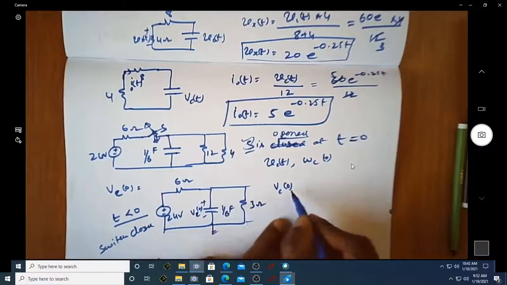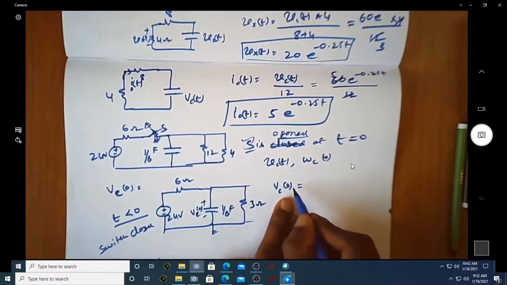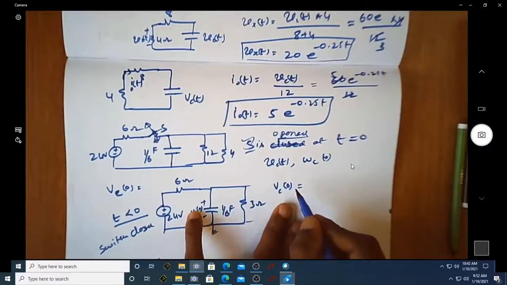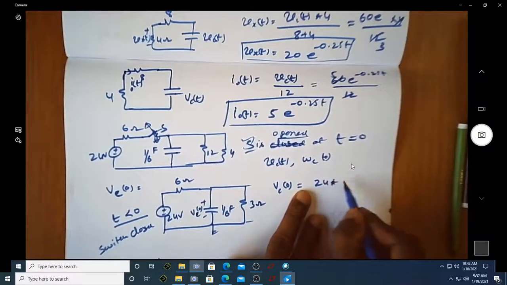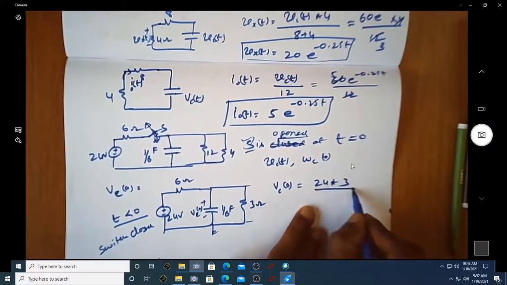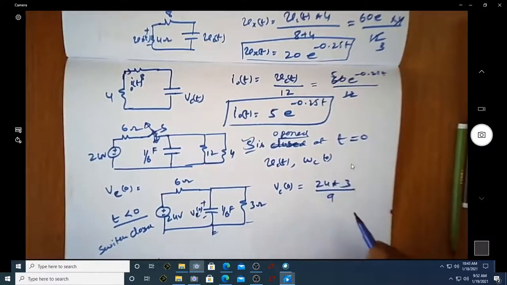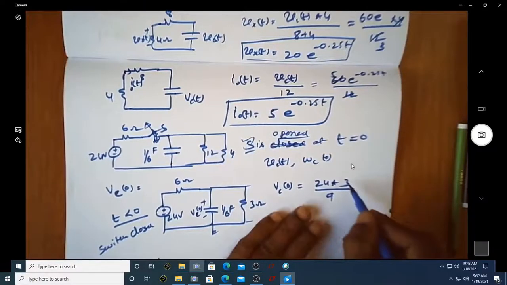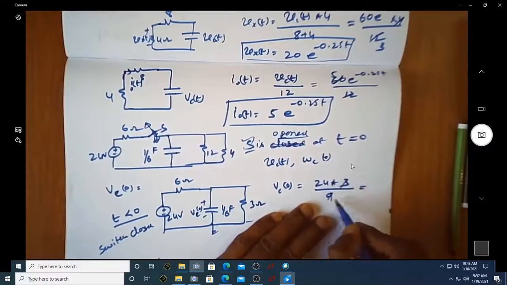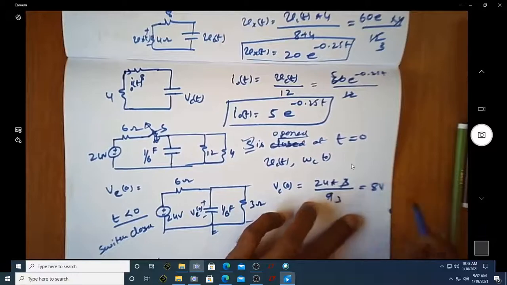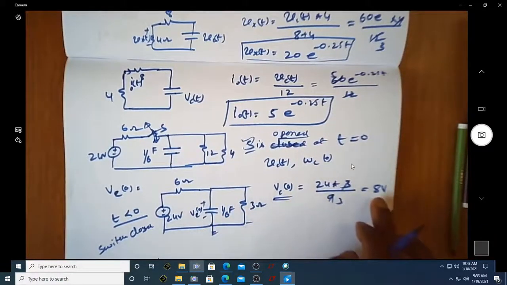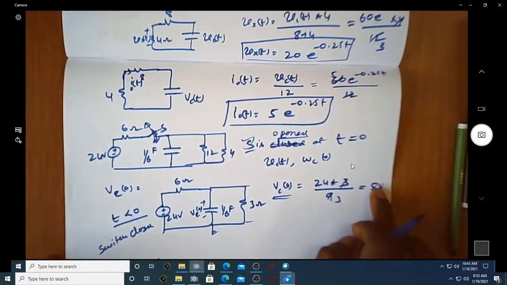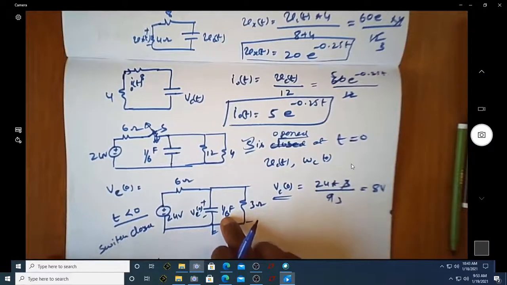So we can actually find out what is VC naught, that is voltage across the capacitor when this switch is closed. It's actually 24 volt multiplied by 3 ohm divided by the overall resistance, which is 9. So if you solve for this, this happens to be 3 and this is 8 volt. So the capacitor will initially hold a charge corresponding to voltage 8 volts, and of course we have a capacitance of 1 over 6 farad.